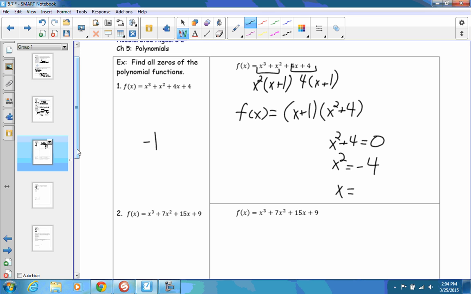Plus or minus, it's going to have an i in it. What's the square root of negative 4? It's 2i, and since I square rooted, plus or minus. Does that mean there's only one real answer? There's only one real answer, but this asks for all zeros.